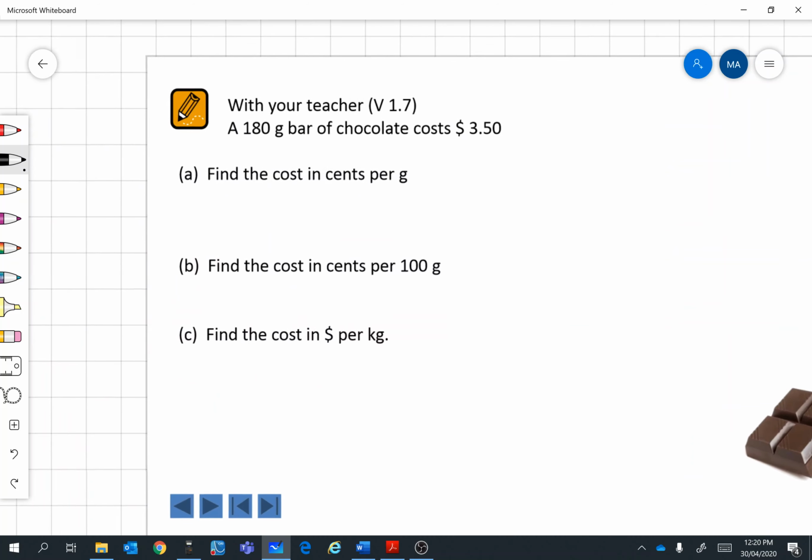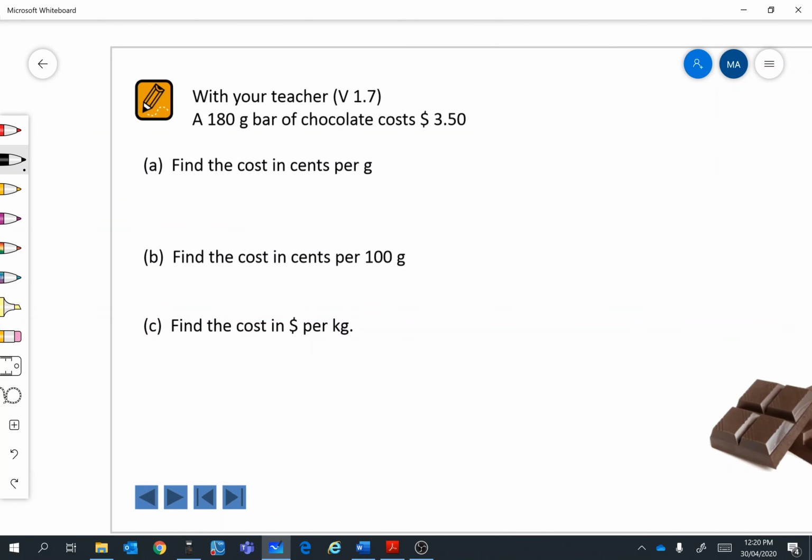So let's do some calculations. We've got a chocolate bar here, and we've been asked to show the cost per unit size in 3 different units. Okay, so the trick is to get the cost and the mass into the correct units for the particular question that we're being asked about.